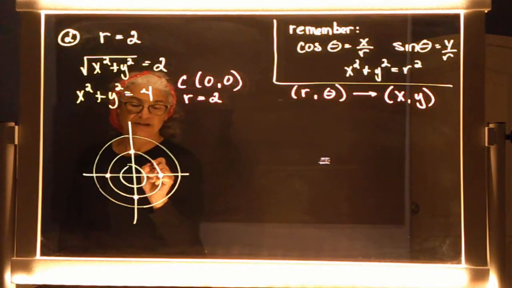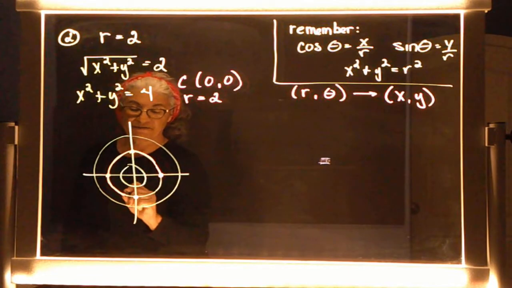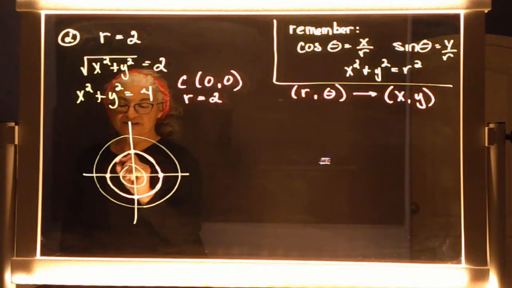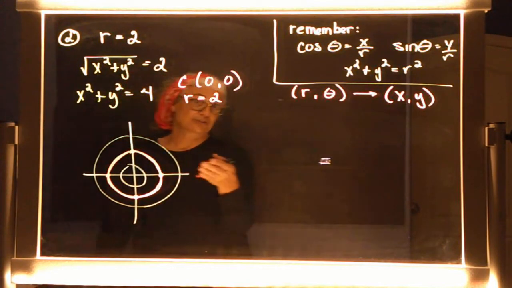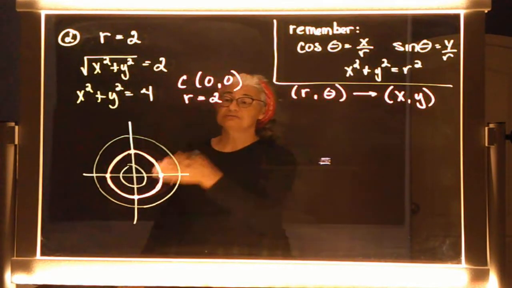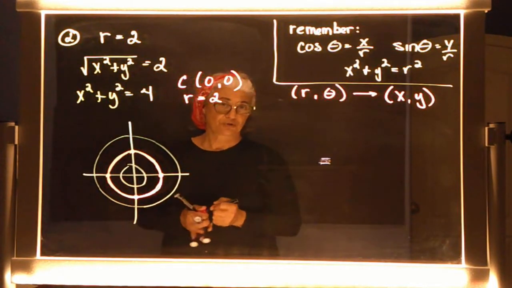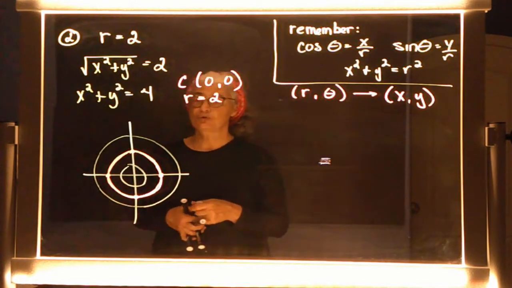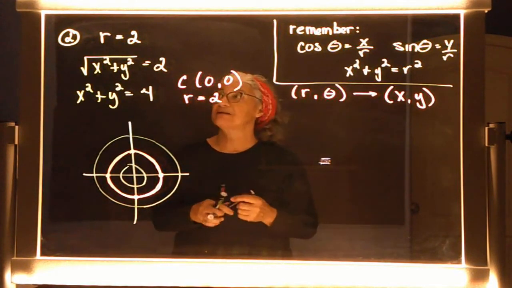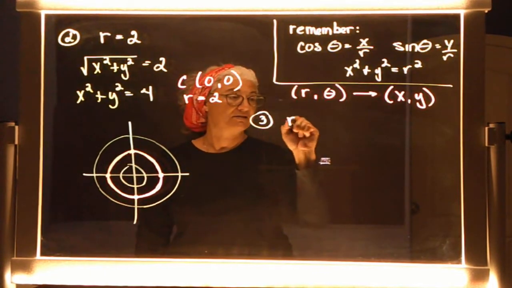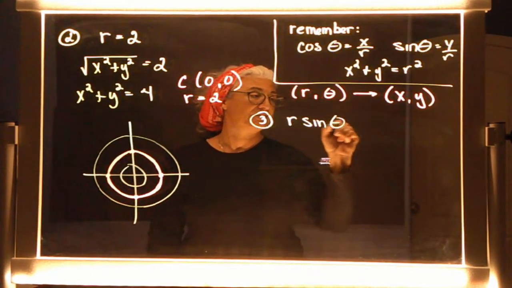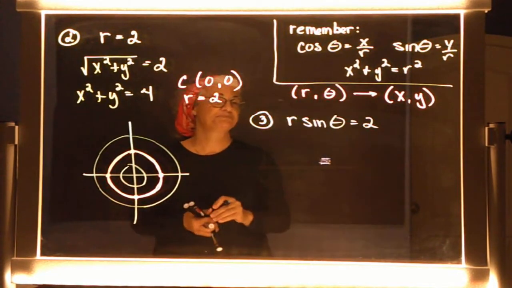And when I connect my dots, the graph of that polar equation is actually this circle. It's actually the second concentric circle on the polar grid system. Cool? Okay, I got another one for us. Let's look at this third problem. It is r sine of theta equals 2.